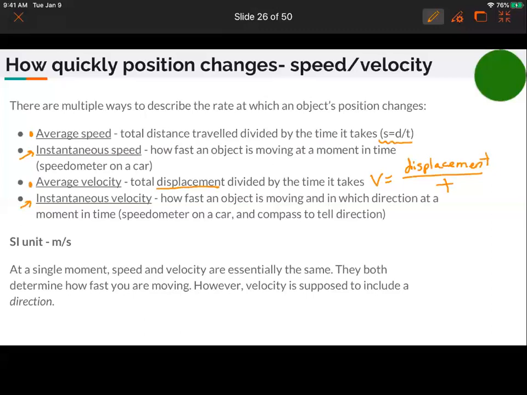All right, the SI unit for speed and velocity is meters per second. This is important to remember. Now, how do we get that? Well, speed is distance divided by time. Distance is measured in meters, and time is measured in seconds. So in the equation itself, I can see that speed is measured in meters per second.